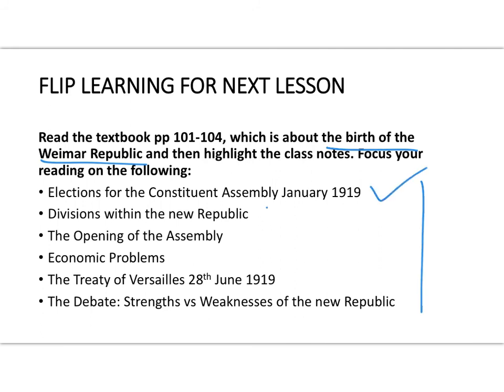Look at the divisions within the new republic, the opening of the assembly, and then we'll talk about the economic problems that the new Germany faced in 1919. And then, of course, Hebert had to send representatives. He actually sent Erzberger, who we've already mentioned, and Walter Rathenau to Paris to sign the agreement of the 28th of June 1919. Then we will think about the strengths versus the weaknesses of the new republic created in 1919. That's what we'll do next lesson.